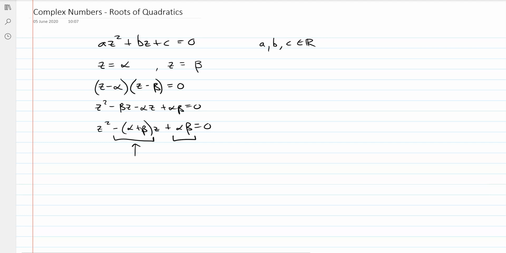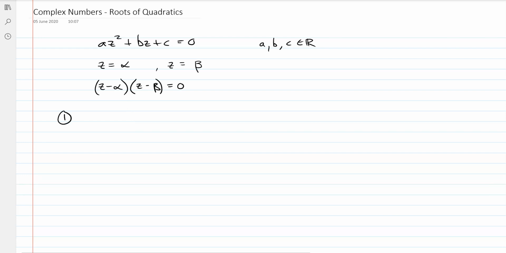But we can write the equation. If we've got particular roots, we can always find the equation. We can always write it like this: z minus one root, z minus the other root, and then we can find our quadratic equation from that. Let's get stuck into these examples here. So this is number 1 on this section.